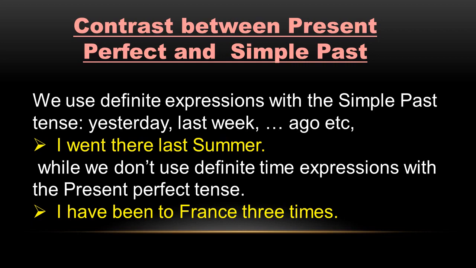For example, I went there last summer. But with present perfect tense, we do not use definite time expressions. For example, I have been to France 3 times. That also denotes actions that happened in the past but not with definite time expressions, whereas simple past is always used with definite time expressions.